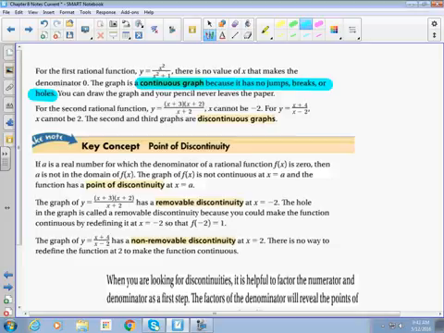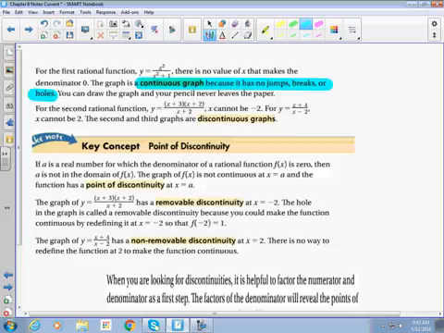For the second rational function, y equals x plus 3 times x plus 2 over x plus 2, x cannot be negative 2. For y equals x plus 4 over x minus 2, x cannot be 2. The second and third graphs are discontinuous graphs. And discontinuous graphs have jumps and breaks.